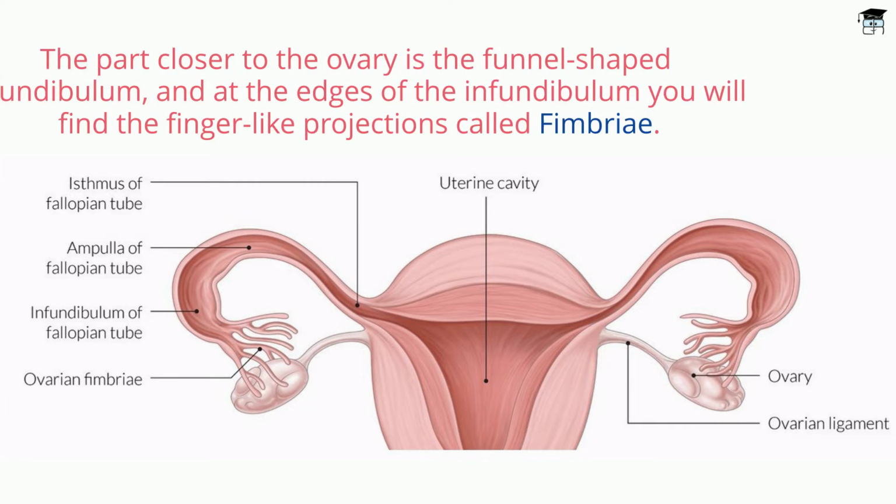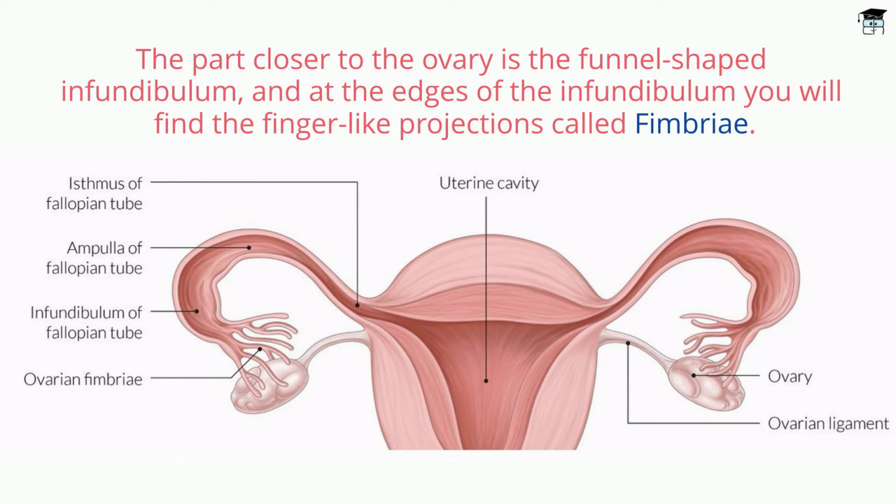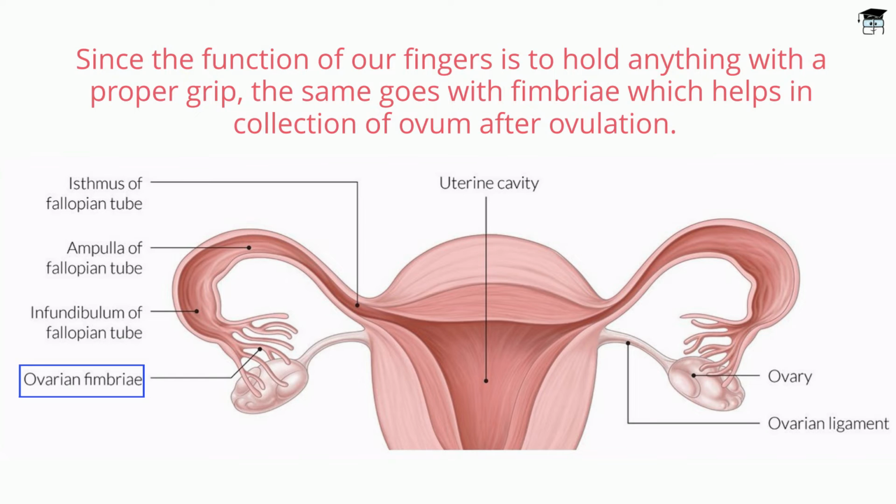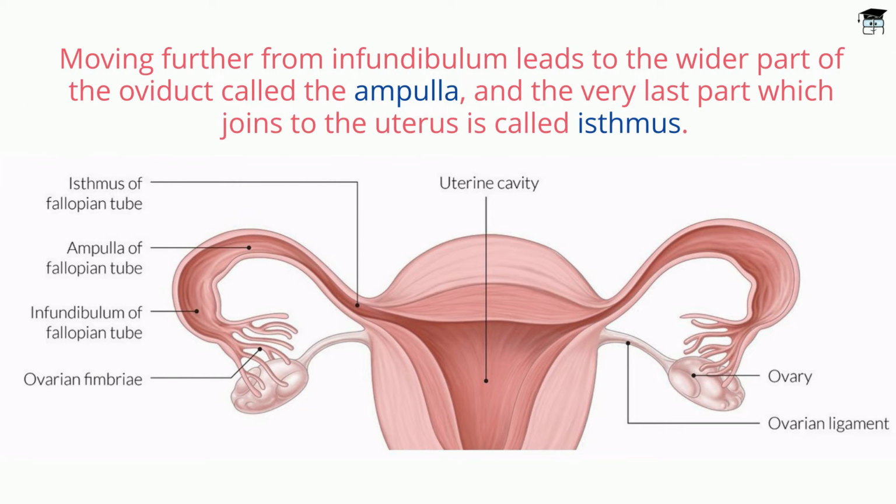Each fallopian tube is 10 to 12 centimeters long, which extends from the periphery of each ovary till the uterus. The part closer to the ovary is a funnel-shaped infundibulum, and at the edges of the infundibulum you will find the finger-like projections called fimbriae. Since the function of our fingers is to hold anything with a proper grip, the same goes with fimbriae, which help in collection of ovum after ovulation. Moving further from infundibulum leads to the wider part of the oviduct called the ampulla, and the very last part which joins to the uterus is called isthmus.